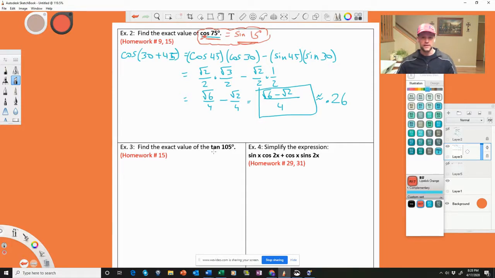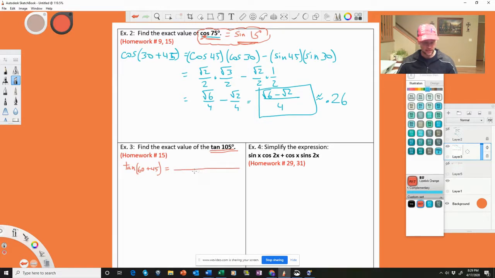Let's do one more. Let's find the tangent of 105. So let's look on a unit circle and think of two numbers whose sum is 105 or difference is 105. I'm going to use a sum. So the tangent of, let's go 60 plus 45. So now we're going to have to use one of those tangent formulas. Now they look kind of nasty. They're a little bit harder to do.